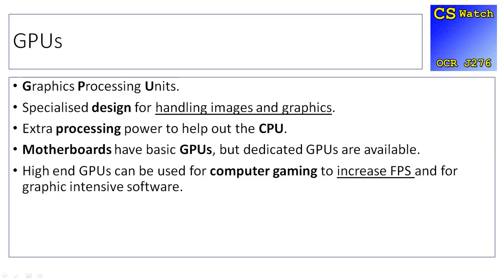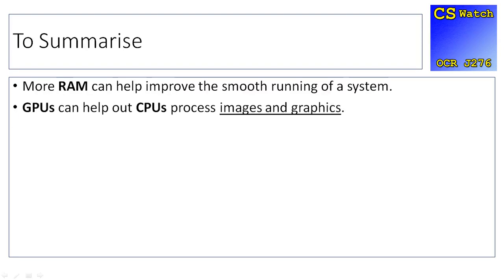They're also used a lot in a series of GPUs for Bitcoin mining, because there's an extra processor for the computer to be using for Bitcoin mining. So, if we add more RAM to a system, it can make it more smooth running. If we add extra GPUs, it can help the CPUs out process images and graphics as well as other pieces of data. I hope this video has been helpful for you.